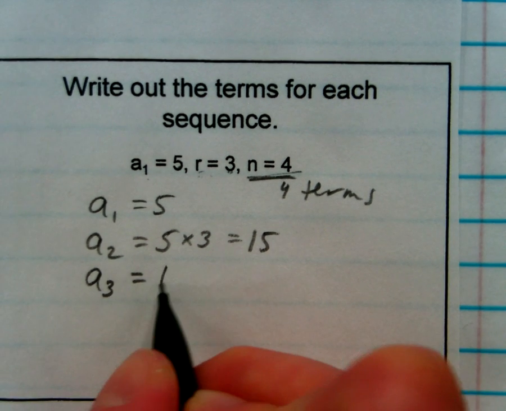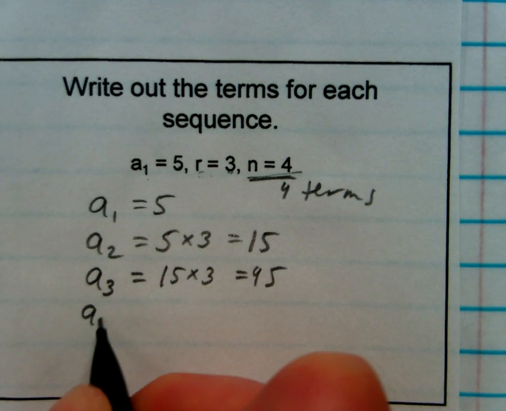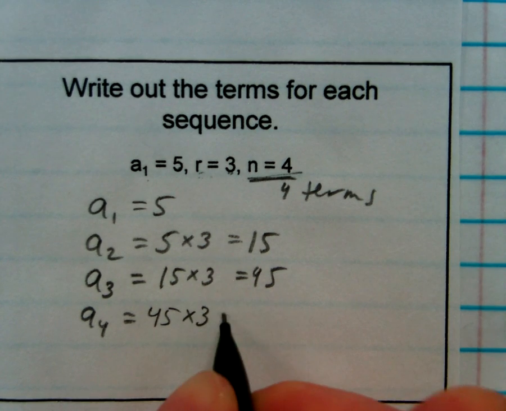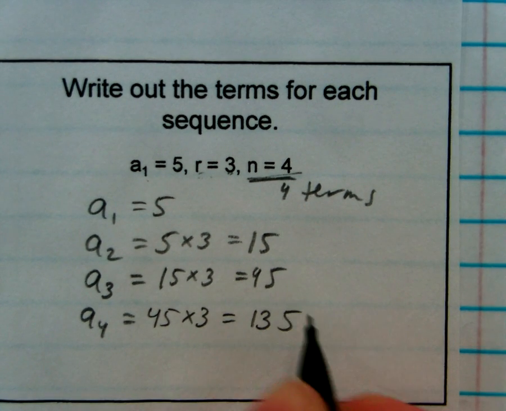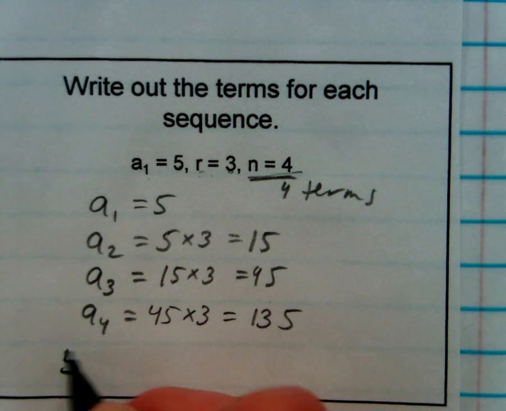A3, I would take the 15 times 3 and get 45. And then on the 4th term, take 45 times 3 and we get 135. And so that would be our first 4 terms. And theoretically, we're supposed to write it out with commas.